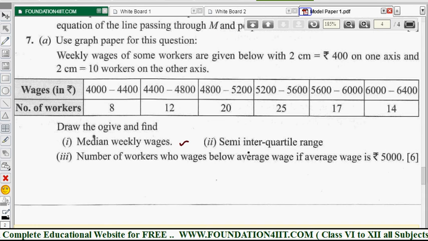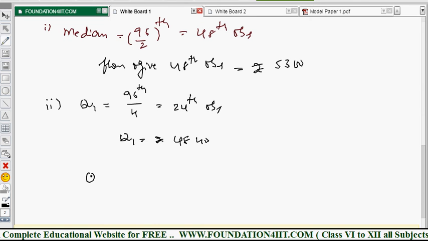For the semi-interquartile range, you should find Q1 and Q3, and only then can you find it. So find Q1 and Q3. Then Q3 is 3 by 4 into the n-th observation.